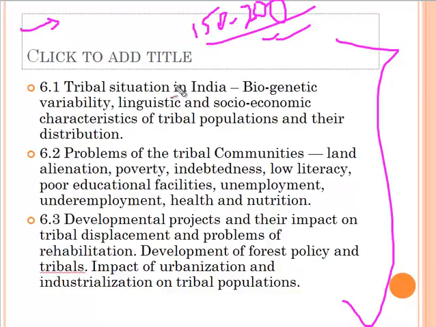They do not study the tribal part. From chapter 6 to chapter 9, generally people ignore it, and that is why they get low marks in paper 2. However, this is the easiest part. If you do it very well, you can score much better marks.